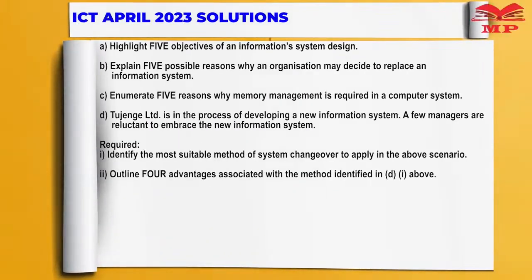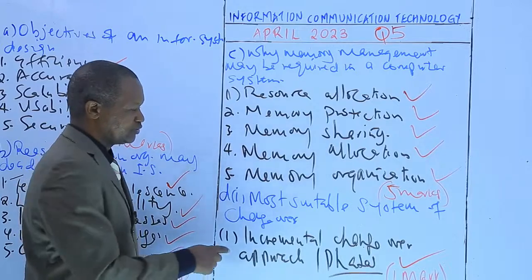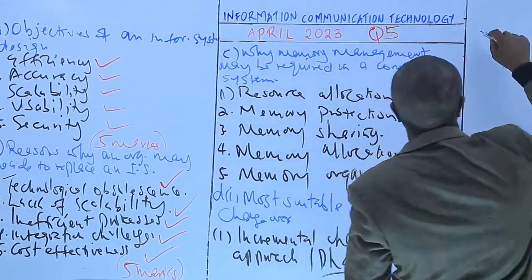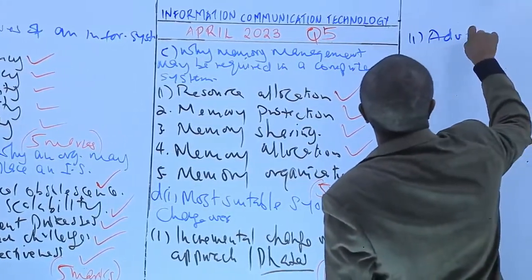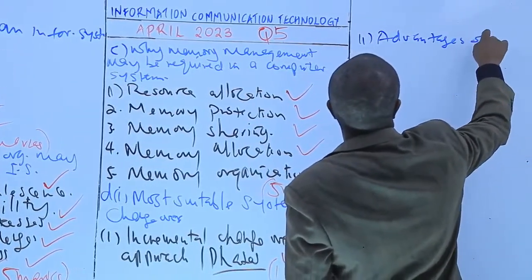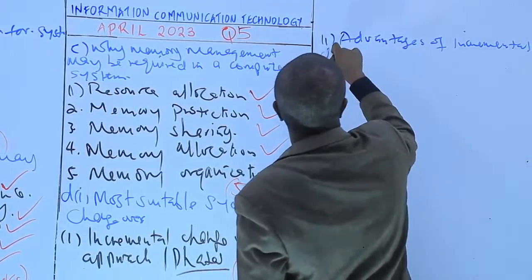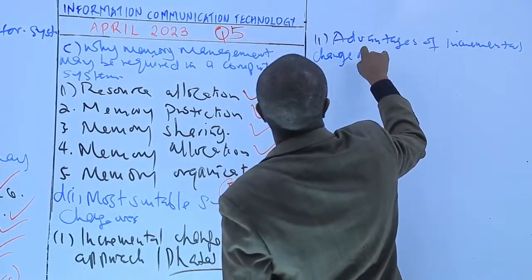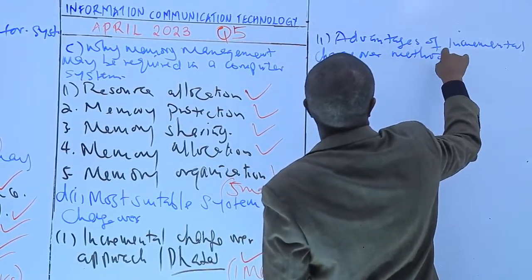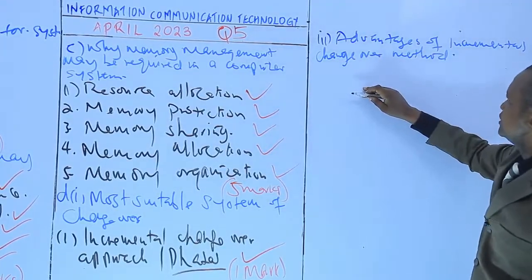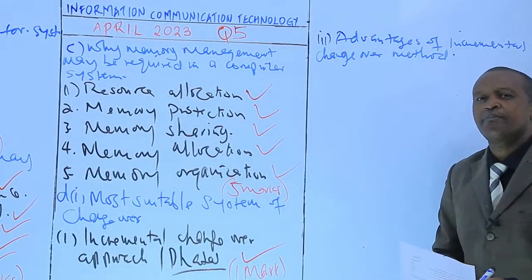Roman 2, outline 4 advantages associated with the method identified in D1 above. What are the advantages associated with incremental changeover? Advantages of the incremental changeover method.